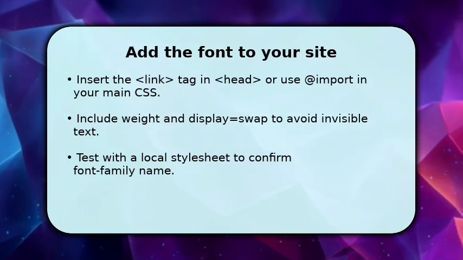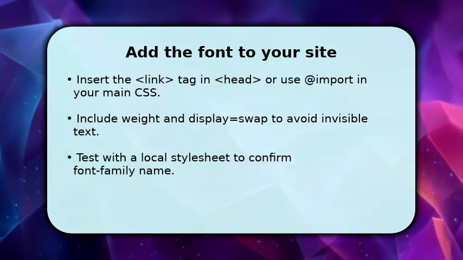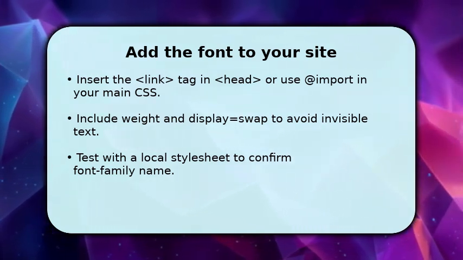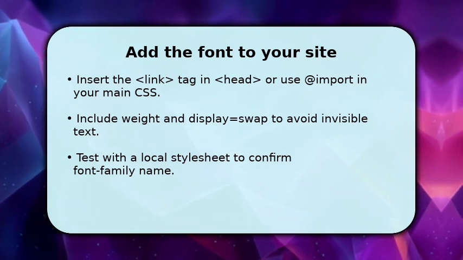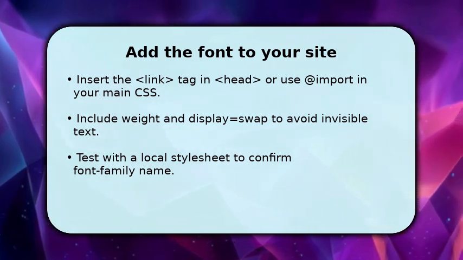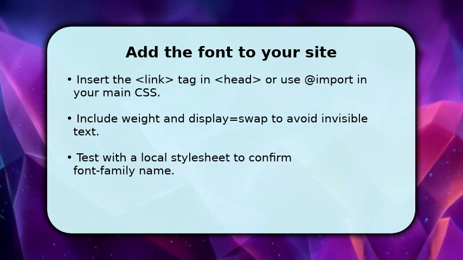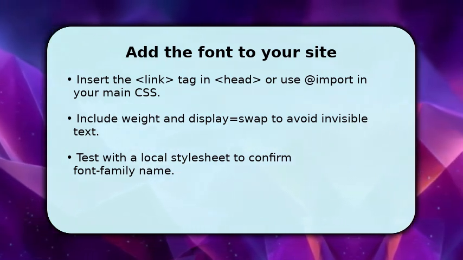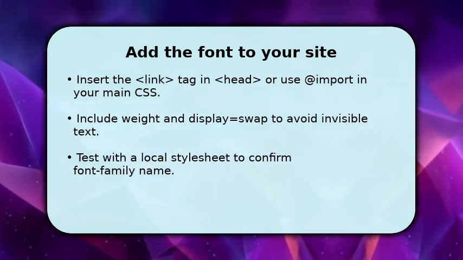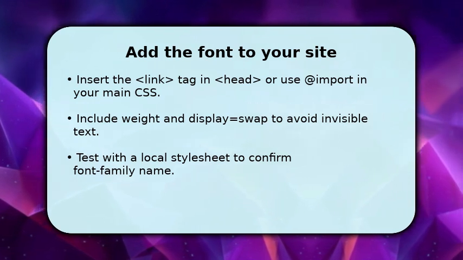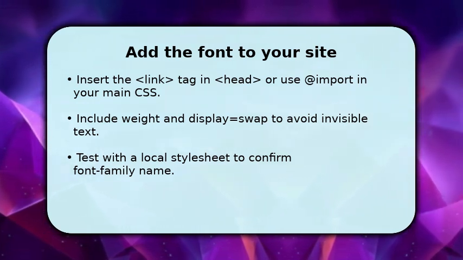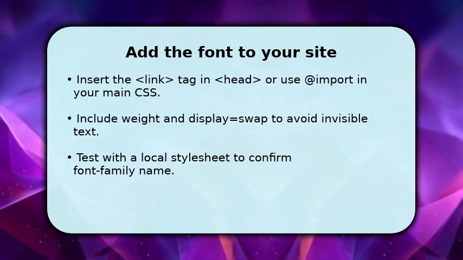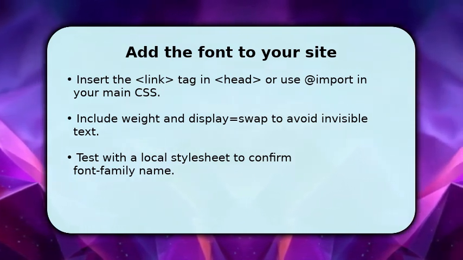Now add the font to your pages. Copy the provided link into your head or paste the import at the top of your main CSS file. Both load the font. Make sure the request includes chosen weights and the parameter display=swap so text remains visible during loading. Use the exact font family string that Google lists, then apply it in a simple rule like body { font-family: 'Your Font', system-ui, sans-serif; } to confirm rendering.